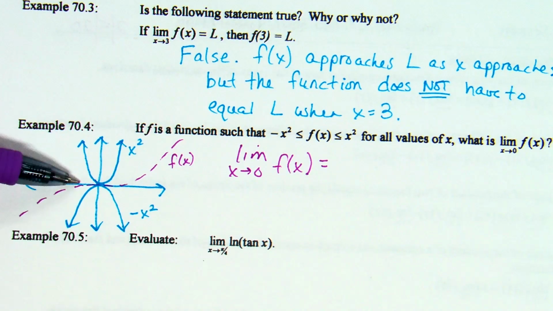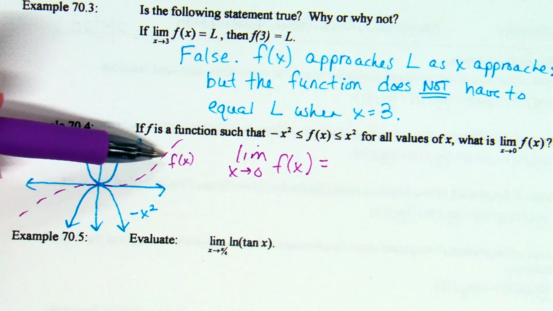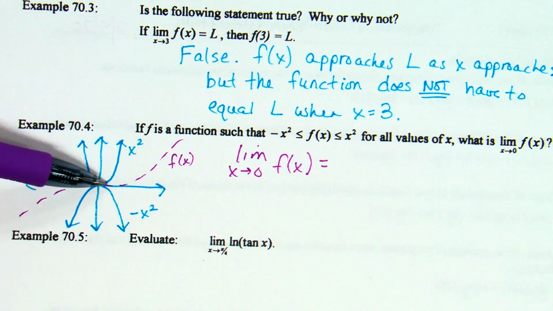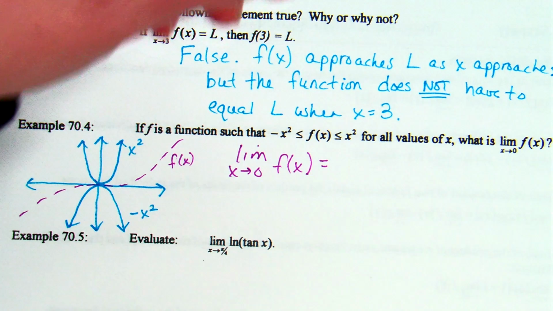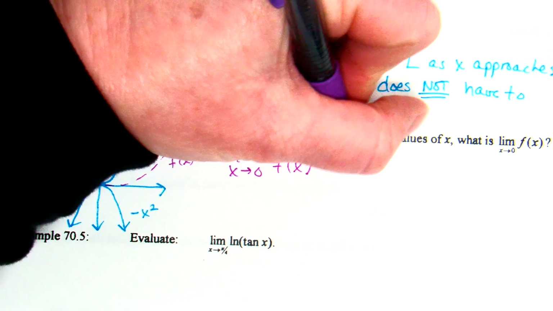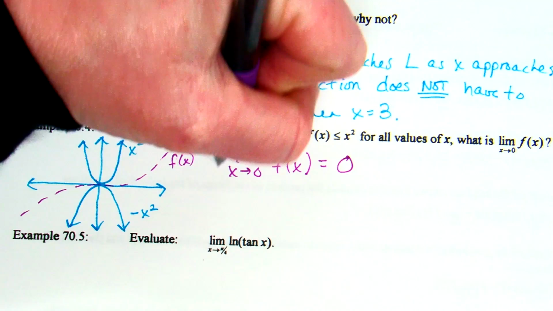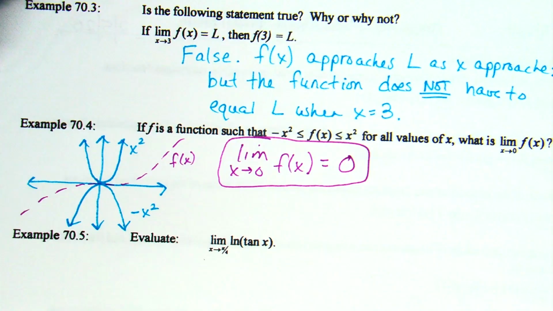As you follow my purple dotted line, as x approaches 0, what does my y value have to be? 0. Because if both my above and below graphs go through 0, 0, what point does the graph in between them have to go through? 0, 0. So the limit as x approaches 0 of f of x equals 0.